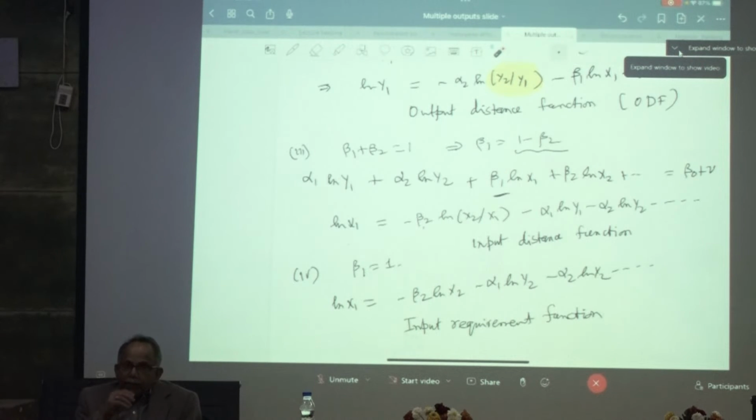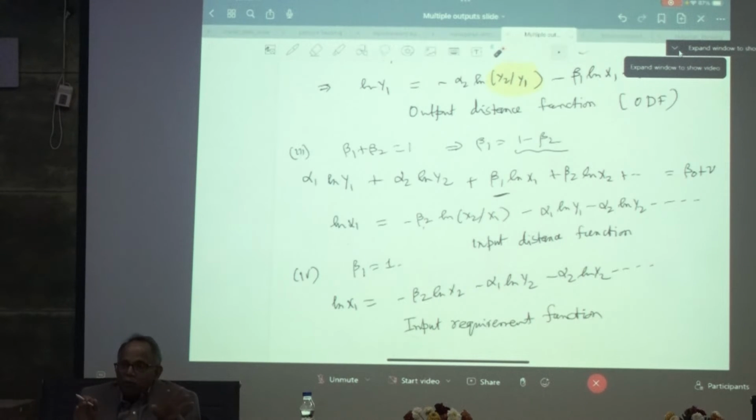But the main point is, again, you have to use one of the x's or one of the y's on the left hand side, and the variables on the right hand side have to be expressed in ratio form. Okay. Any question?